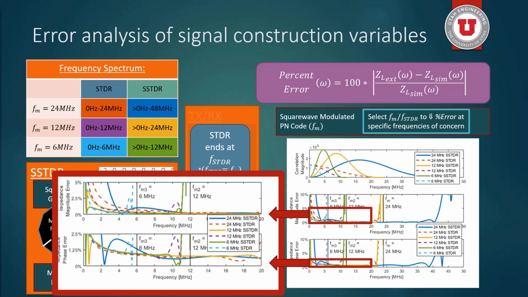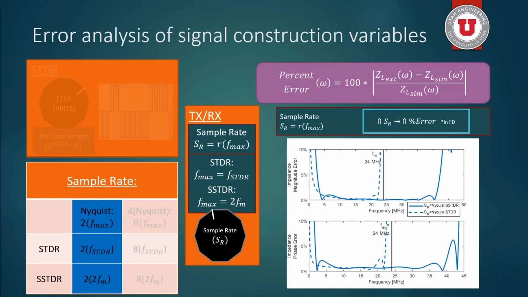We can see that by decreasing the modulation frequency, and therefore FSTDR as well, we are able to more accurately extract the load impedance at lower frequencies using either STDR or SSTDR. This is very useful when a measurement is required to be taken at a specific frequency, whether it be in the kilohertz range or even higher in the megahertz range, and leaves us with the ability to tailor our measurement accuracy at specific frequencies of concern.